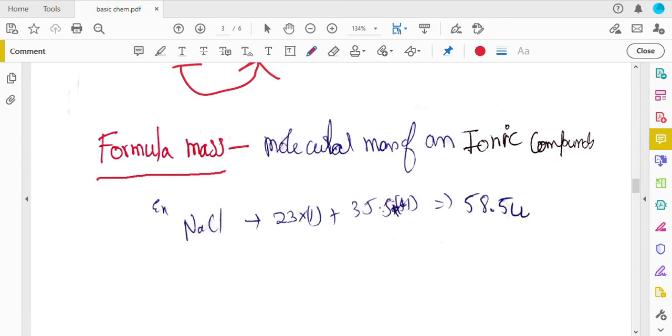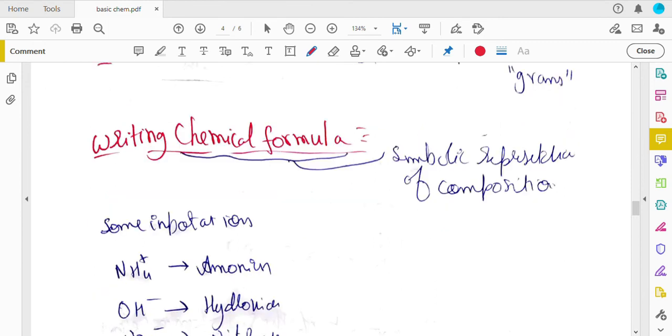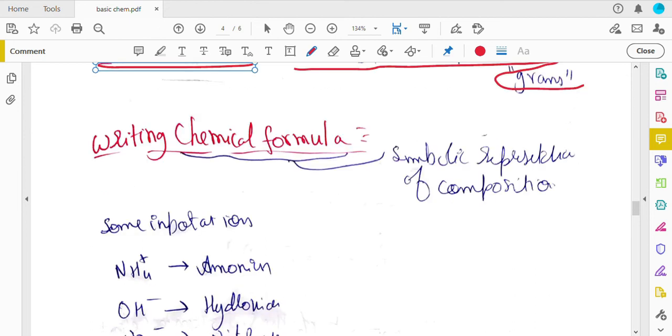What is formula mass? In the case of ionic compounds, or compounds formed by ions, we call it the formula mass, using the formula of an ionic compound. Example NaCl: Na 23 plus chlorine 35.5, summation resulting in 58.5 unit. Gram molecular mass. Molecular mass expressed in terms of gram is gram molecular mass. Writing a chemical formula: a symbolic representation of composition.